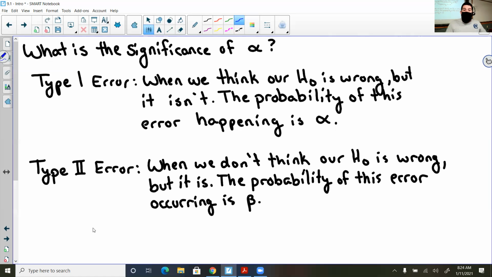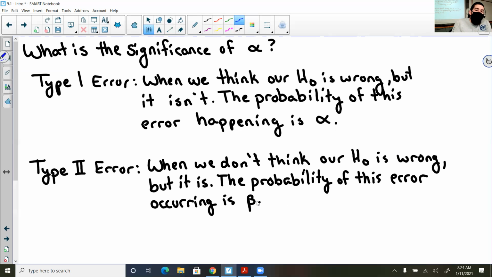So a type 1 error is more forgivable. You think something's wrong, you're overly cautious and everything's fine, move forward. Type 2 is when you're ignorant and you don't think that anything's wrong, but then something was wrong with it. That is denoted with the Greek letter beta. That's that little B symbol right here.